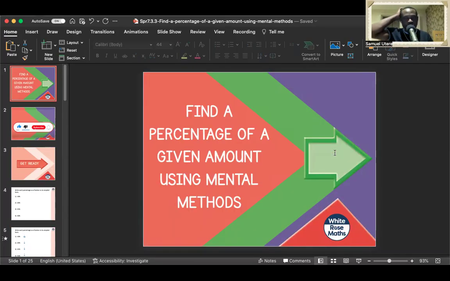So in your previous lesson, you learned how to use a given fraction to find the whole, that is, if the whole is not given to you, and to find another given fraction. In today's lesson, you're going to learn how to find the percentage of given amounts using mental methods. It's a very, very important lesson.